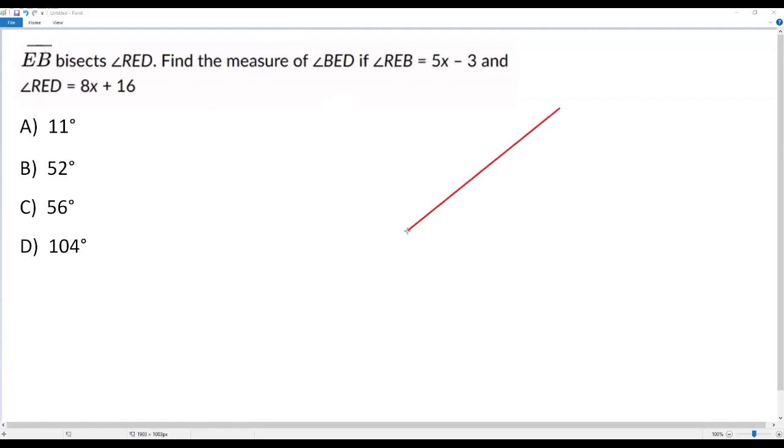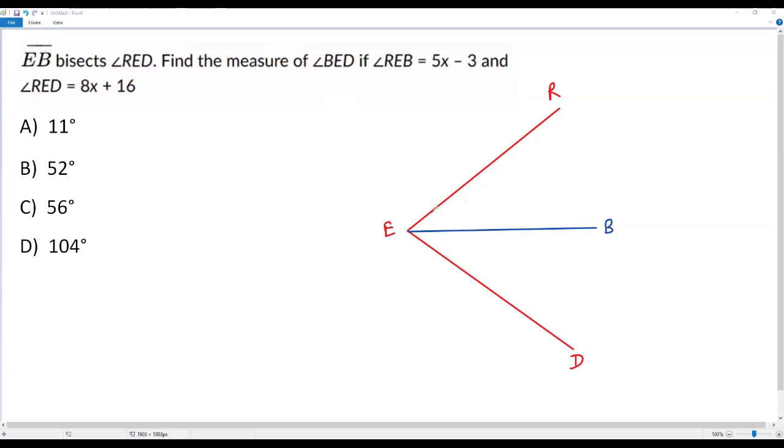Okay, now let me draw angle RED over here. Let me mark R over here, E over here, and D over here. This angle RED is bisected by the line segment EB. Now let me draw the line segment EB over here. Line segment EB bisects this angle into two equal parts.